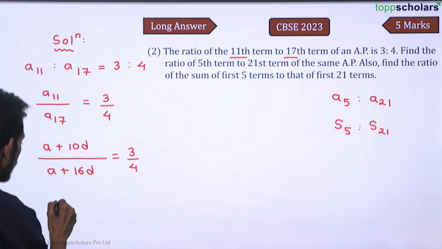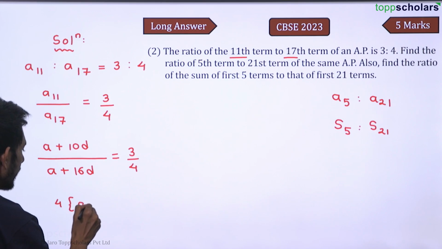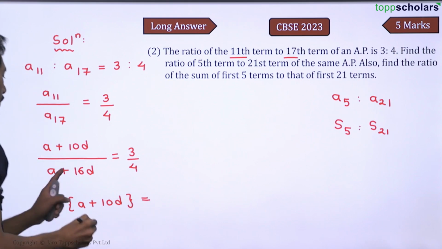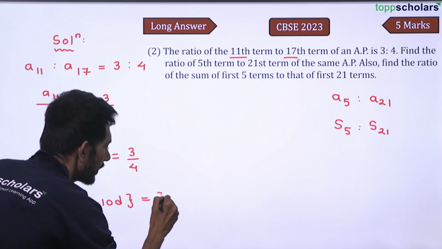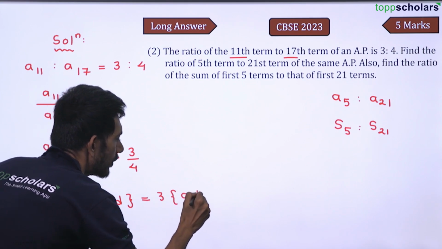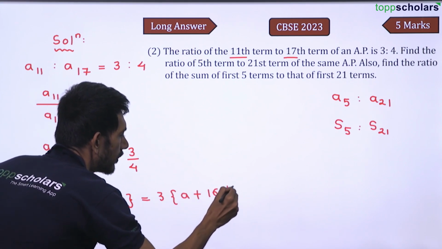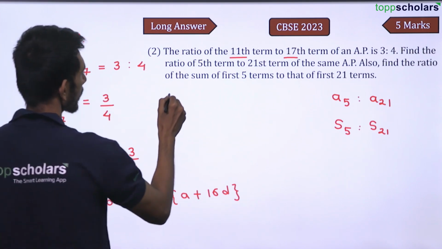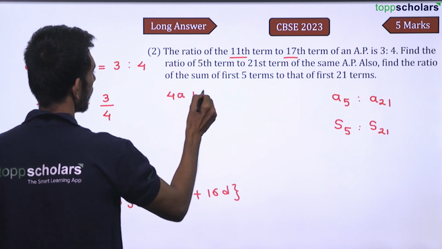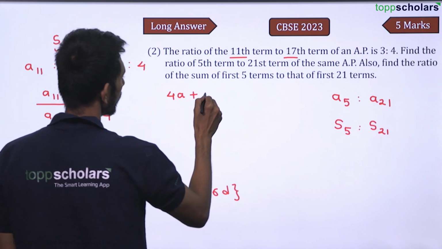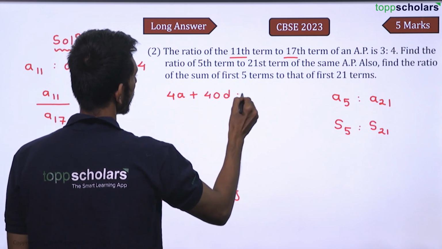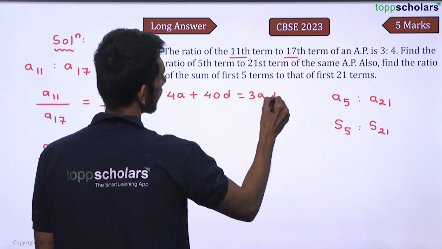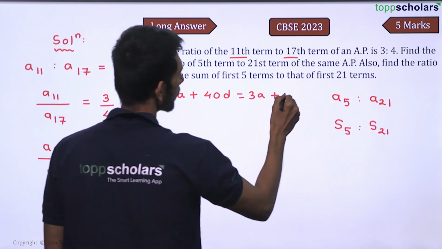We can cross multiply now. 4 goes here, so we have 4 into a plus 10d is equal to 3 into a plus 16d, right? So multiply 4 inside, 4 into a, 4a plus 4 into 10, 40d. So 4a plus 40d is equal to 3 into a, 3a plus 3 into 16, 48d.